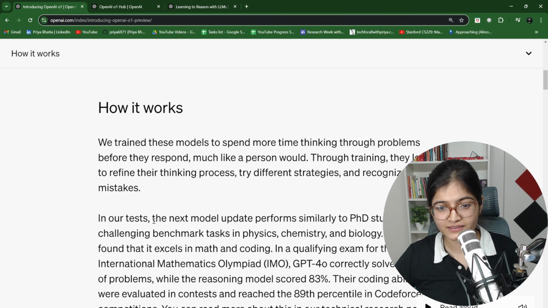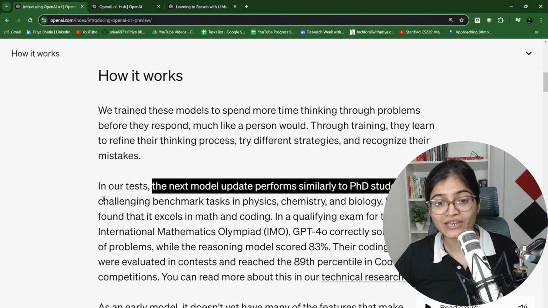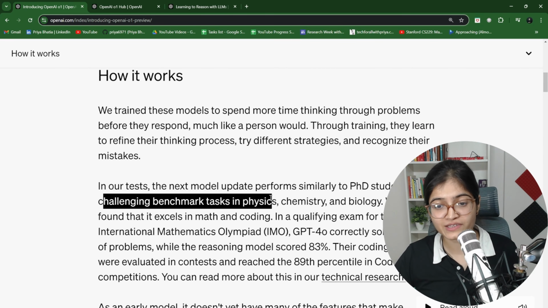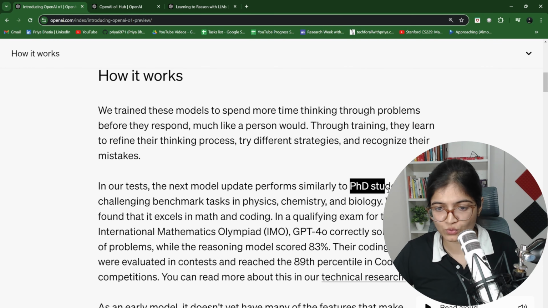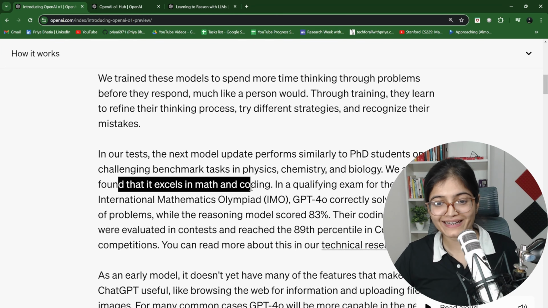In our test, the next model update performs similarly to PhD students on challenging benchmark tasks in physics, chemistry, and biology. So you can compare that a person who has done a PhD, or who is doing that level of education, has that level of critical thinking. If my model is able to perform at that level, that's a great job, right? We also found that it excels in math and coding, which I was talking about.